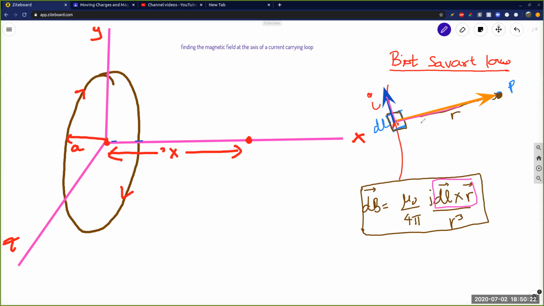Sorry, sir. My connection's really bad. I really cannot hear you. Okay. It's been like this the whole day. Sorry. Okay. So, in which direction would dl cross r go?